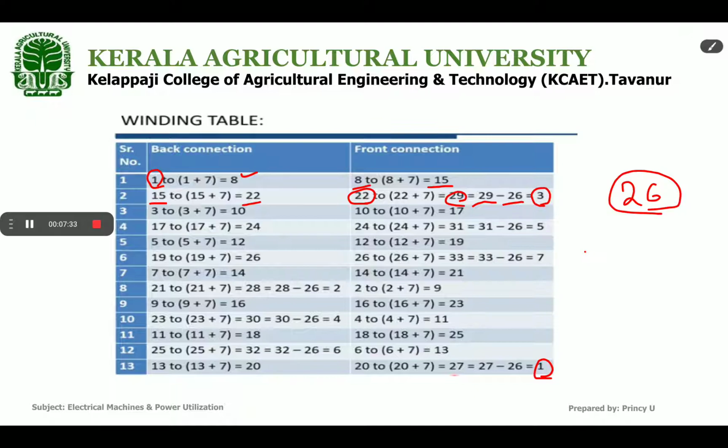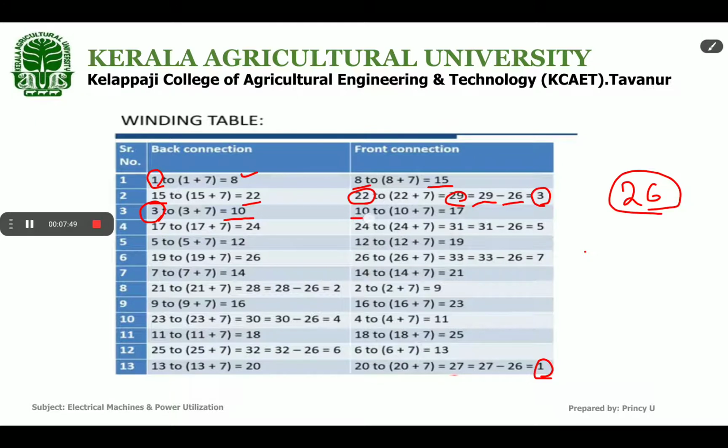29 means it is the third conductor. So you connect it from 22 to 3. So 22 is connected back to 3. Now start again from 3. The connection has now come to the third conductor. So from the third, 3 plus 7, you get 10.